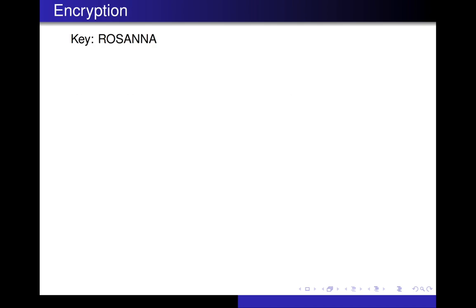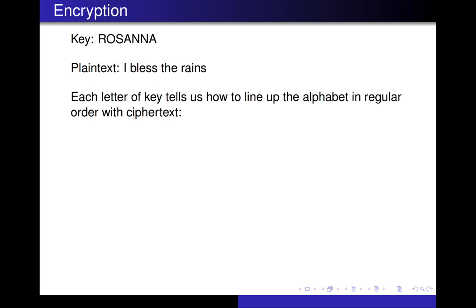So I'm going to demonstrate this on an example. Our keyword is going to be Rosanna, and the plain text that we are going to encrypt is I bless the rains. Now, each letter of the key is going to tell us how to line up the alphabet in regular order with the ciphertext. So we're going to have actually a bunch of keys for encrypting our letters, but what key we use is going to depend on what letter we have in that keyword.